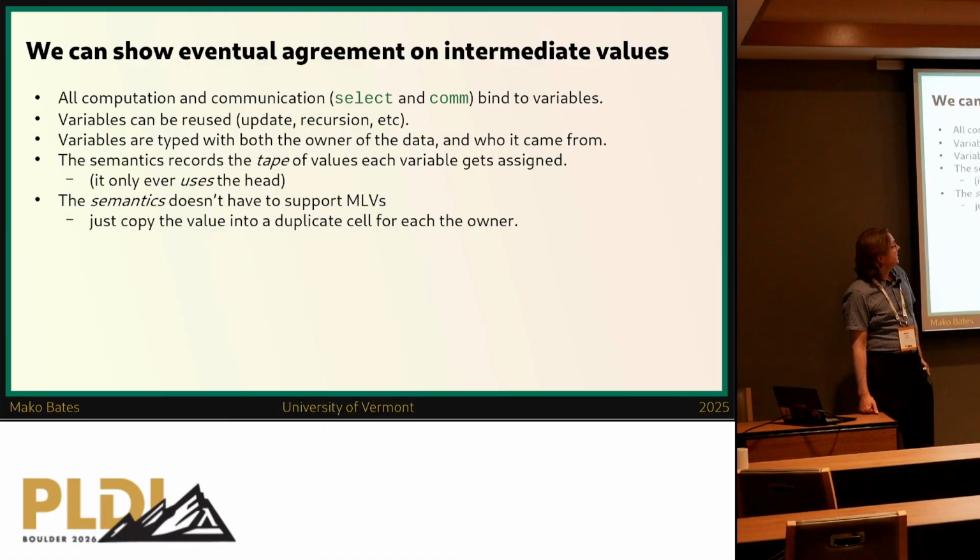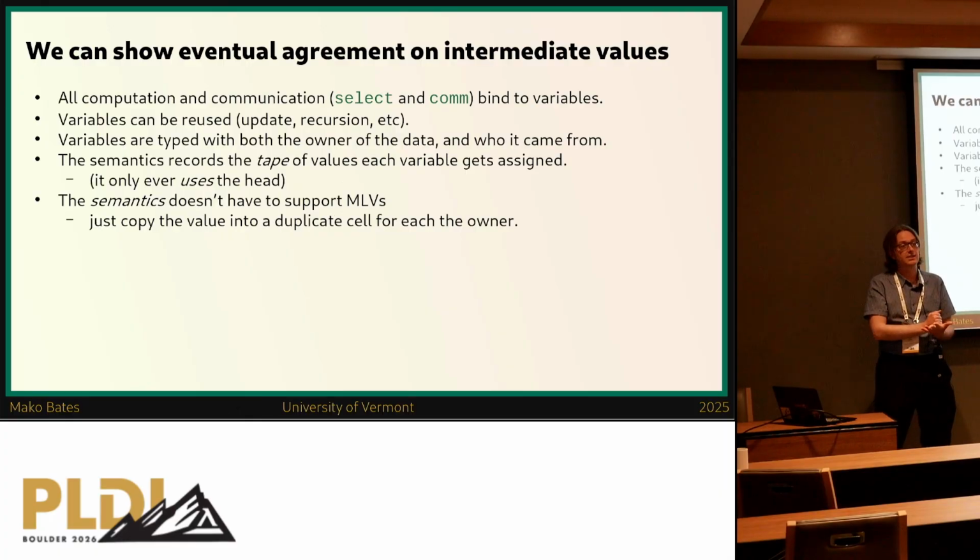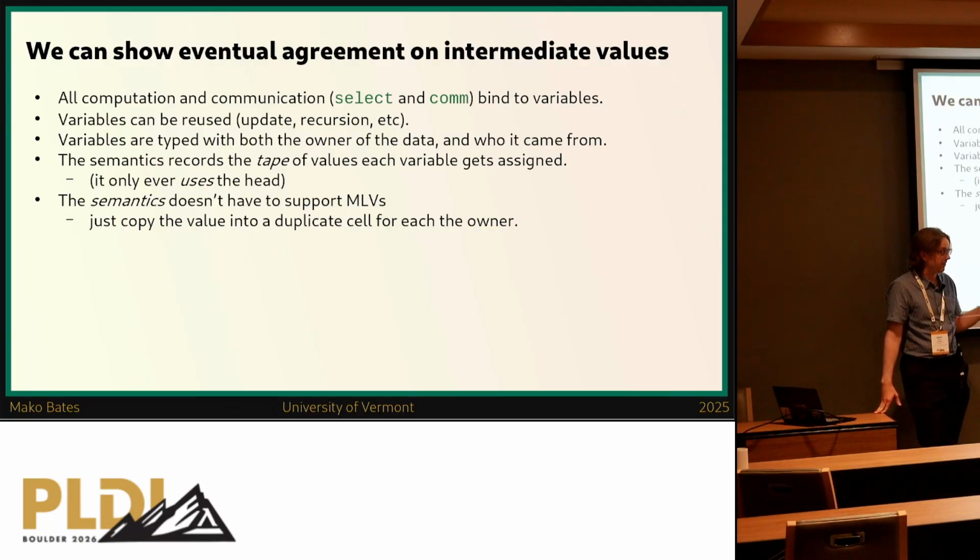So we add to our type system both the owner and the originator of all data, and that way we can lock in that if x is a message received from Bob at Alice, then everywhere x gets assigned, it's that message. It's going over that channel. Variables are kind of like channels. I'm skipping to the last bullet here actually: we don't necessarily need to support multiply located values in the semantics. Our type systems can do that and guarantee that they all check out, but at the semantic level, it's fine to just copy the values across parties.